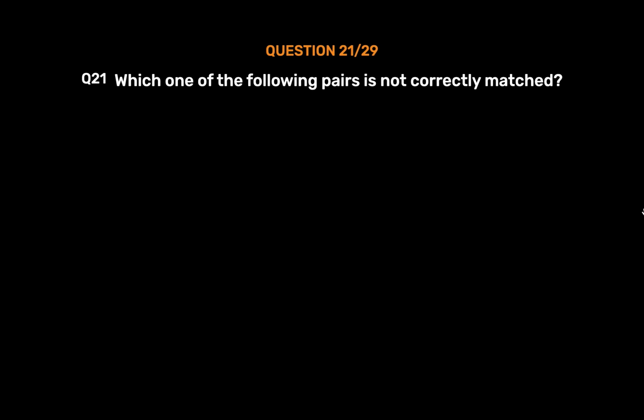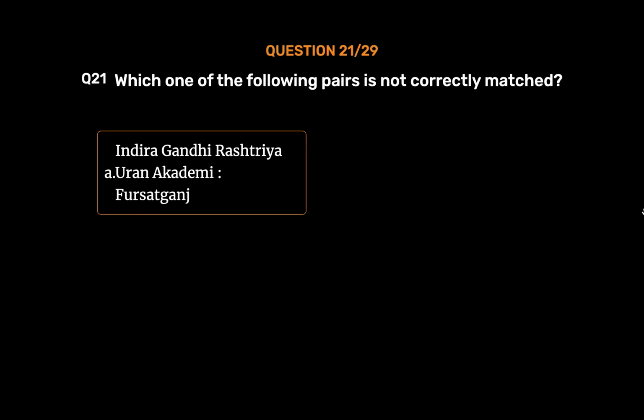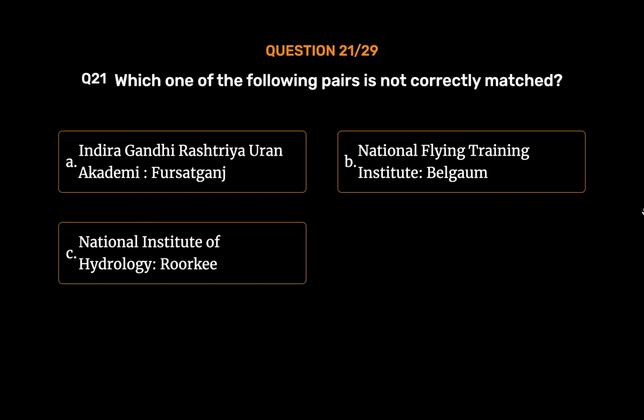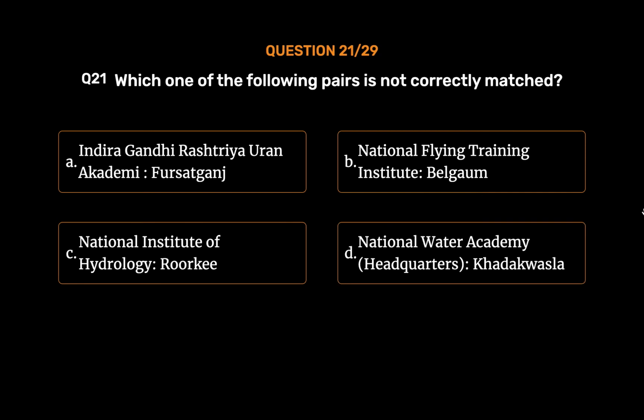Question number 21. Which one of the following pairs is not correctly matched? Option A. Indira Gandhi Rashtriya Udan Academy, Fursatganj. Option B. National Flying Training Institute, Belagaon. Option C. National Institute of Hydrology, Roorkee. Option D. National Water Academy, Headquarters, Khadakwasala. The correct answer is Option B.